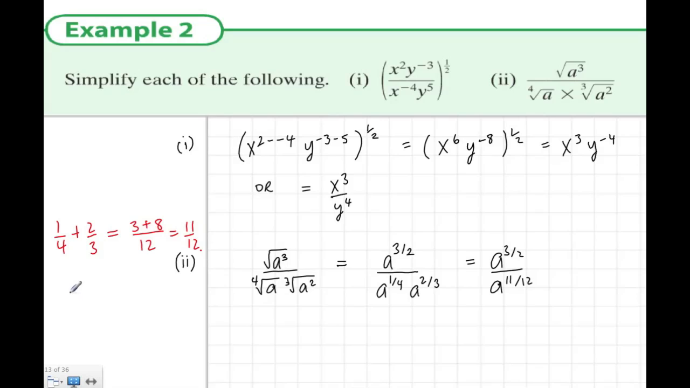Now we can use the subtraction rule here because we're dividing. So we subtract 11 over 12 from 3 over 2, and you could use a calculator to help you with this bit, but with a common denominator of 12, this is equal to 18 minus 11 over 12, or 7 over 12. So the answer to the question is a to the power of 7 over 12, and that's the answer.